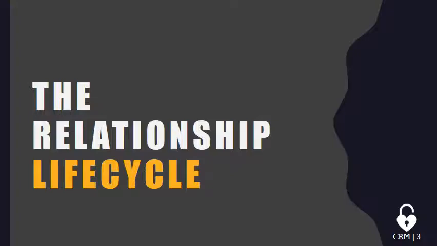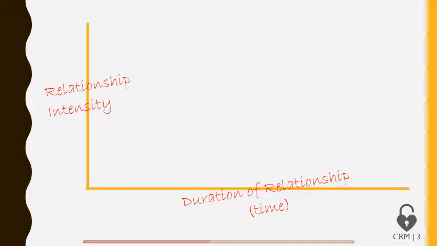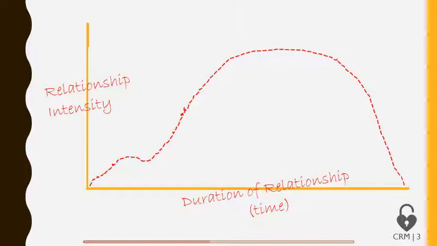So let's go on and look at the relationship life cycle in more detail. We can look at the relationship life cycle as a graph with an x-axis of the duration of the relationship and the y-axis of the intensity of the relationship. And that life cycle moves over time in different sections. We have an acquisition stage, a development stage, a retention stage, and a decline stage.